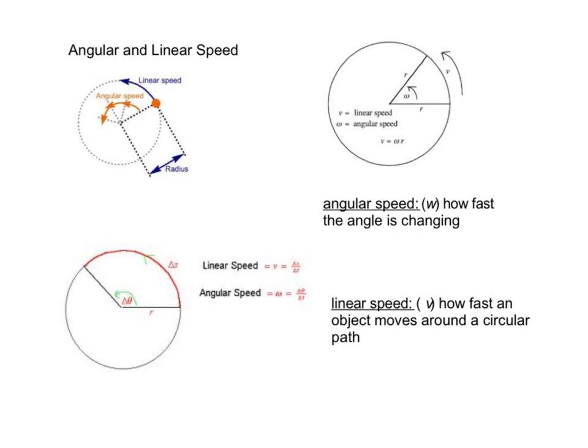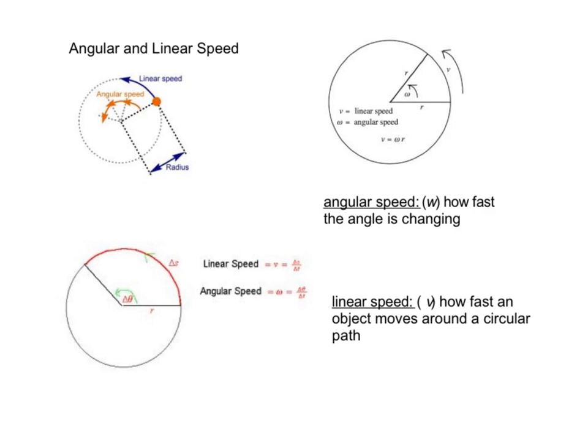In a circle, if I put a point on the outside of a circle, and that point moved over time, that would be the linear speed, or how fast an object moves around a circular path. So that's what linear speed is. Angular speed says as the linear speed is going, the angle around here, the central angle, is also changing. And so the angular speed is how fast the angle is changing.